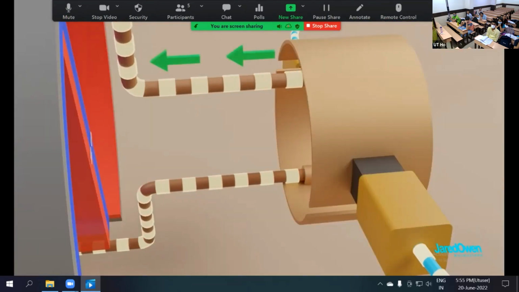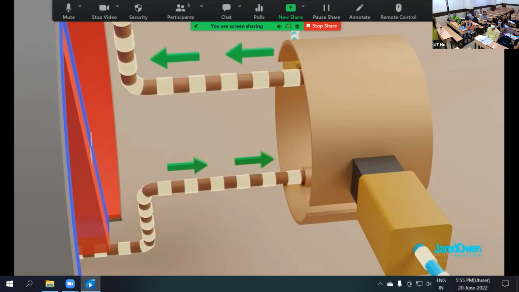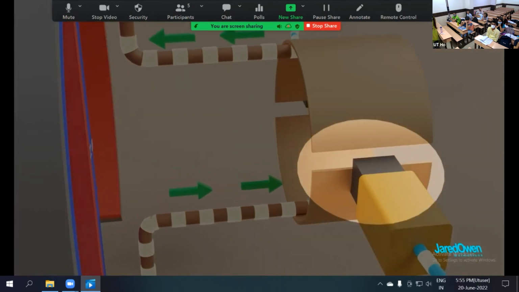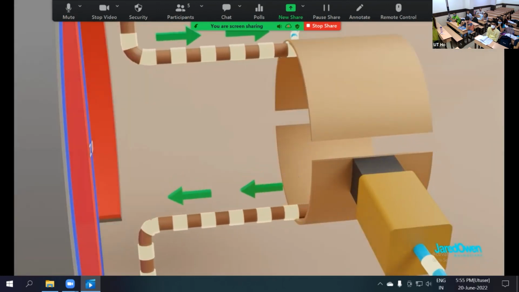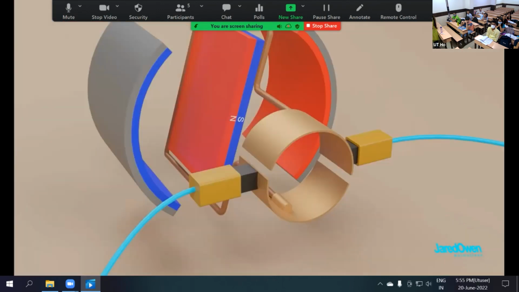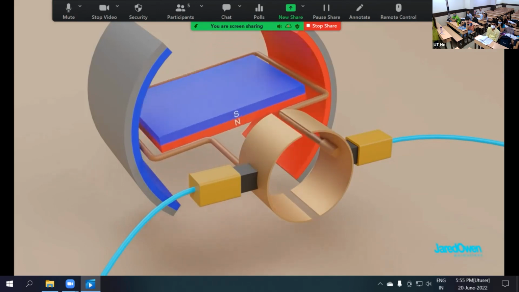Before the switch, the current in the armature is flowing this way. After the brushes switch sides, current will flow the other way. This means the electromagnet switches polarity, which will cause the armature to keep spinning.